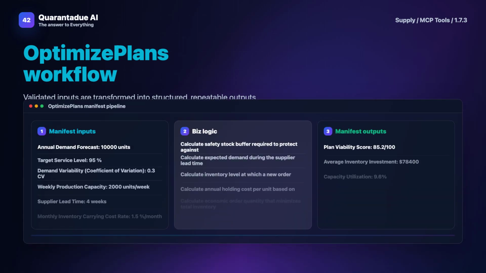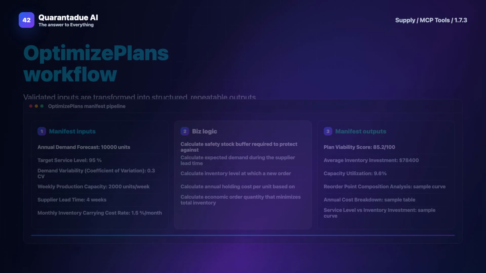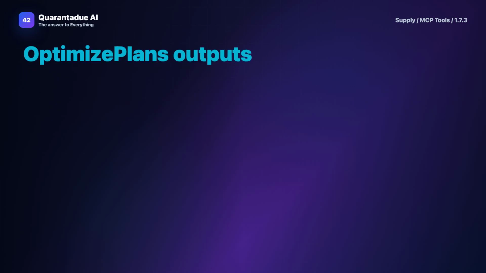The workflow then applies: calculate the safety stock buffer required to protect against demand variability during lead time, using the standard safety stock formula with z-score multiplier. Calculate expected demand during the supplier lead time period. Calculate the inventory level at which a new order should be placed, considering both expected demand during lead time and safety stock buffer. Calculate annual holding cost per unit based on monthly carrying cost rate and unit cost. And calculate economic order quantity that minimizes total inventory costs by balancing ordering costs and holding costs. This keeps the process deterministic, reviewable, and aligned with how supply teams actually make decisions.